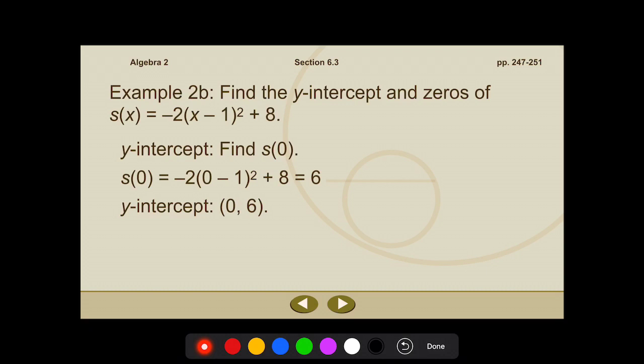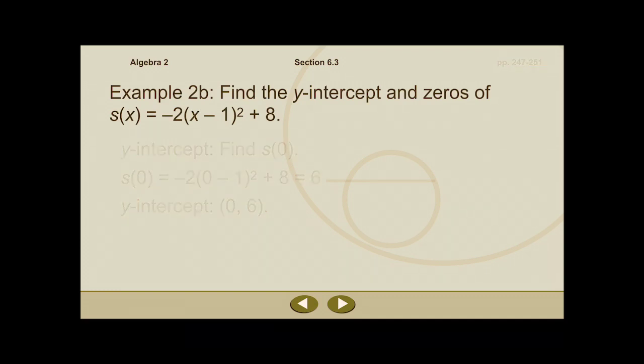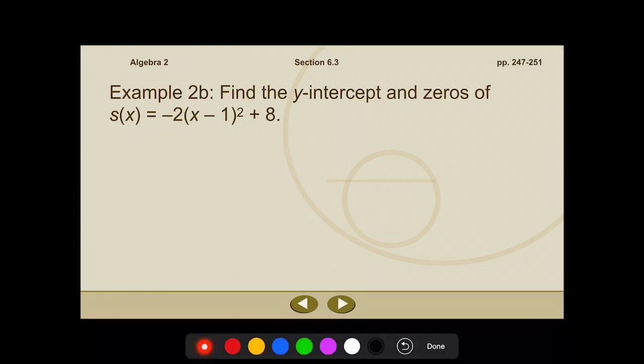Again, to find the y-intercept, you plug 0 in for x. Write it down. You got to know that. To find the y-intercept, you plug 0 in for x. Then I need to find my zeros or my roots or my x-intercepts. Those are all three the same term. X-intercept, roots, and zeros are all the same term.